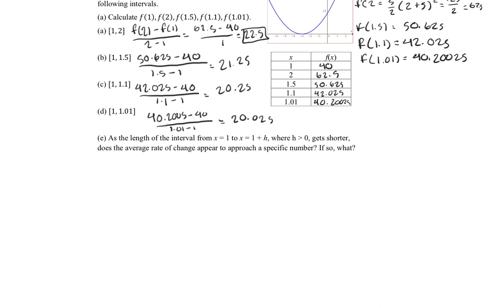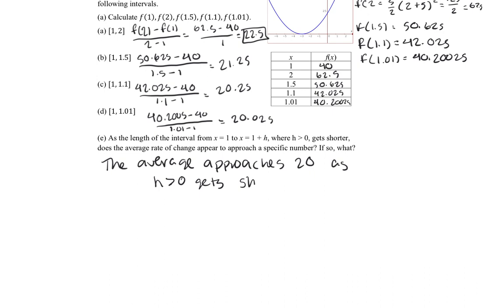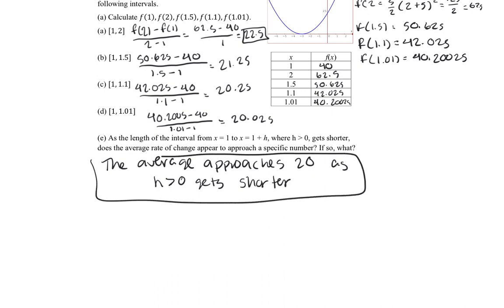So I would say that the average rate of change approaches 20 as h, greater than 0, gets shorter. All right.